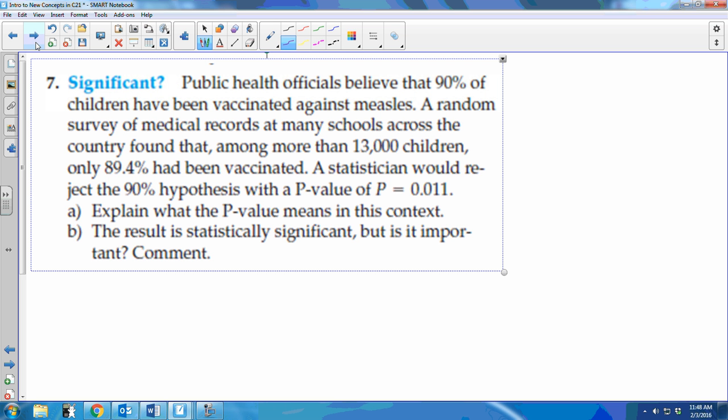But is it important? If you are in charge of public health, and let's say you're looking into this whole measles vaccination thing because there's been a measles outbreak in the nation, and you're trying to decide if you're going to spend funding to educate more people about the measles vaccination. If you think 90% are getting vaccinated, and really 89.4% are getting vaccinated in your sample, even though we have a statistically significant result, is that 0.6% difference enough for you to spend public money to start a big campaign?